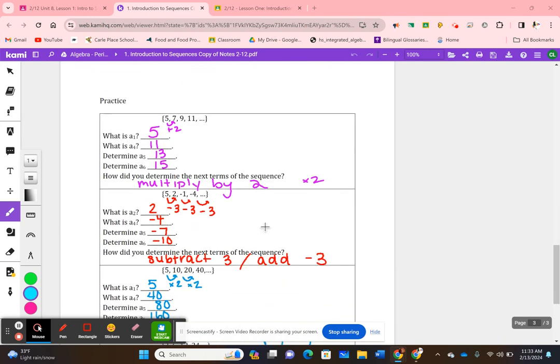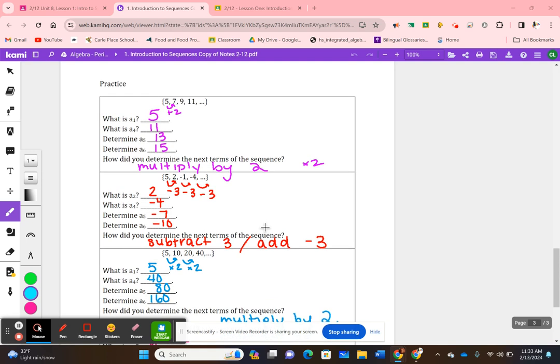So here's a little practice, and it really should just make some sense to you. You're looking at patterns. What is A sub 1? That means what's the first term? So 5. What is A sub 4? That means what's the fourth term? So 11. And then determine A sub 5. You have to go back and look at the pattern. Again, we're not going to give you very difficult patterns. We're going to give you patterns that you can probably do mentally, but you can always double check with your calculator.